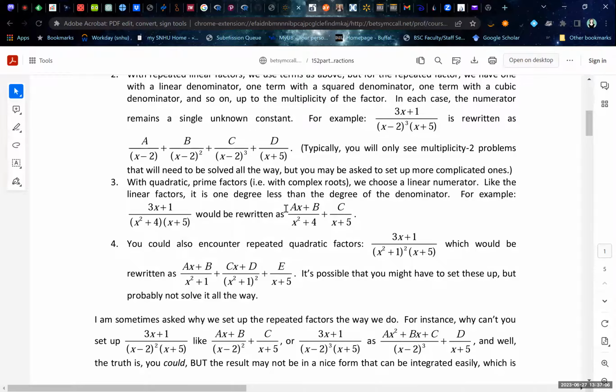Now, if you have quadratic factors that are not factorable, particularly those with complex roots, then what you're going to need to do is, instead of having just A over the quadratic factor, you will have to have a numerator of 1 degree less. So a constant is 1 degree less than a linear factor, but in the quadratic case, you would need Ax plus B over your quadratic factor.